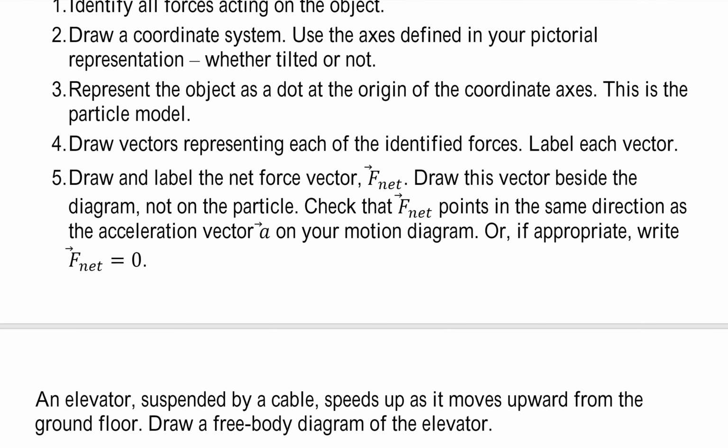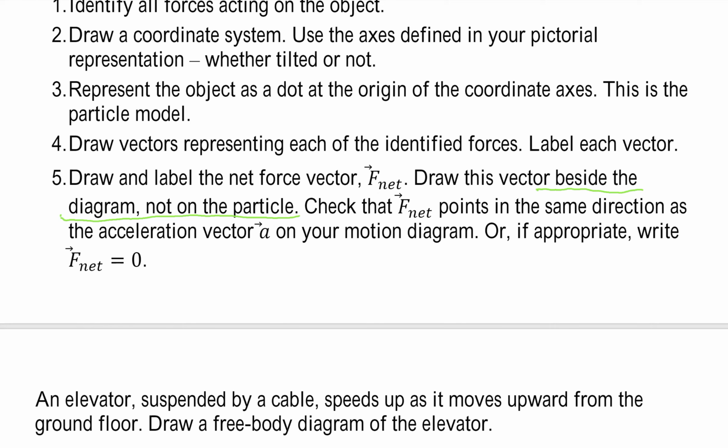Then, draw and label the net force vector. If you have a known net force, then draw that vector beside the diagram. This is kind of important here. It is not going to be on the free body diagram itself. It's going to be off to the side, okay? And you're going to label that F net. And check that F net points in the same direction as the acceleration vector in your motion diagram. So if you have a motion diagram drawn, or if you know what the motion is, then the F net should be drawn in the same direction as the acceleration.